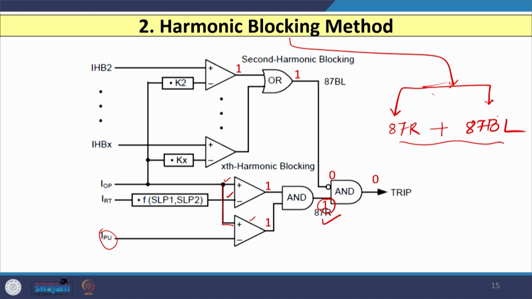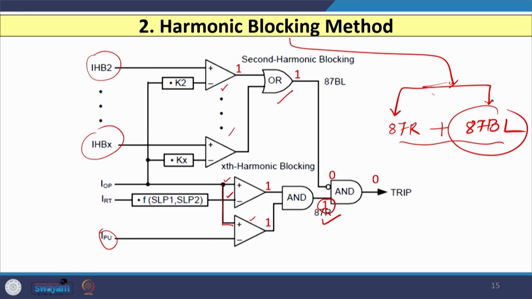Now, on the other side, 87BL is nothing but your 87 blocking logic. In this case, you can see that I have again considered a number of operational amplifiers and the output of those is given to an OR gate. Here I have considered the different harmonic currents, that is IHB2 to IHBX, and I have given this current directly to one input of the operational amplifier, and the other input, at the negative terminal, is given from the operating point.